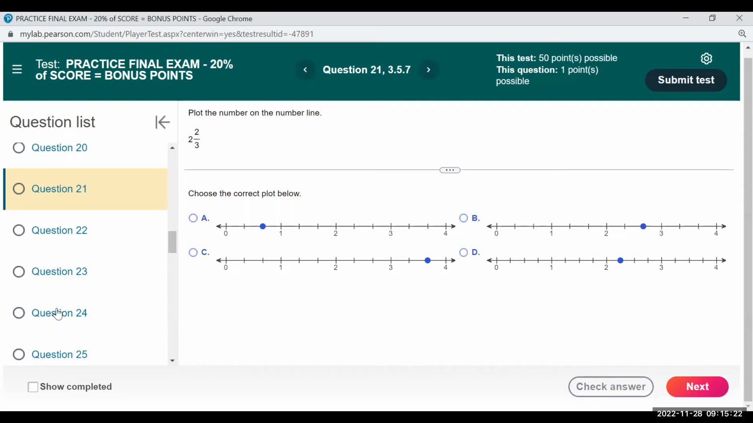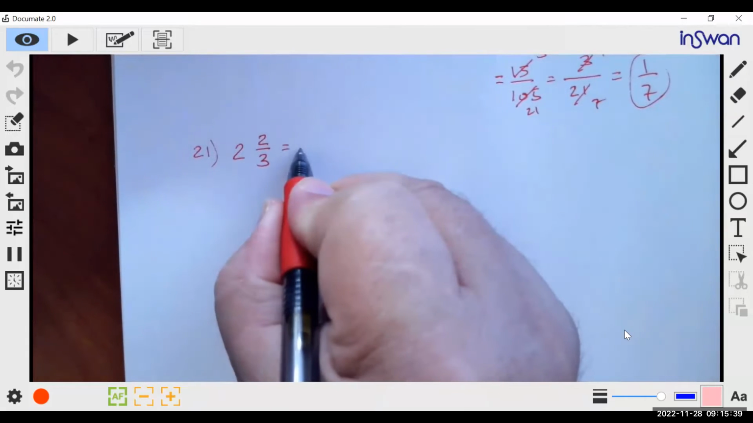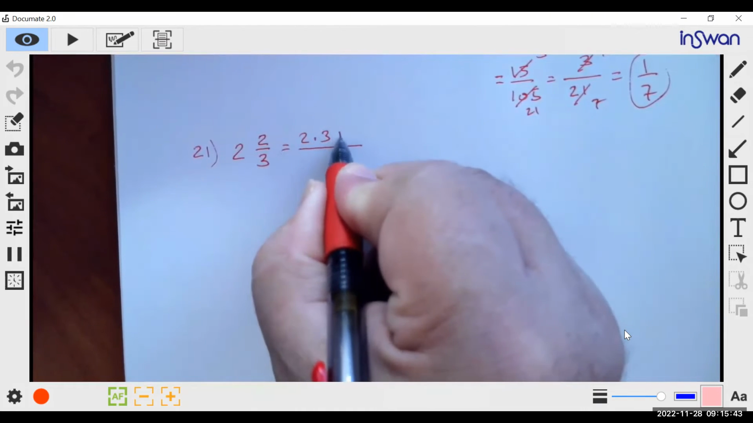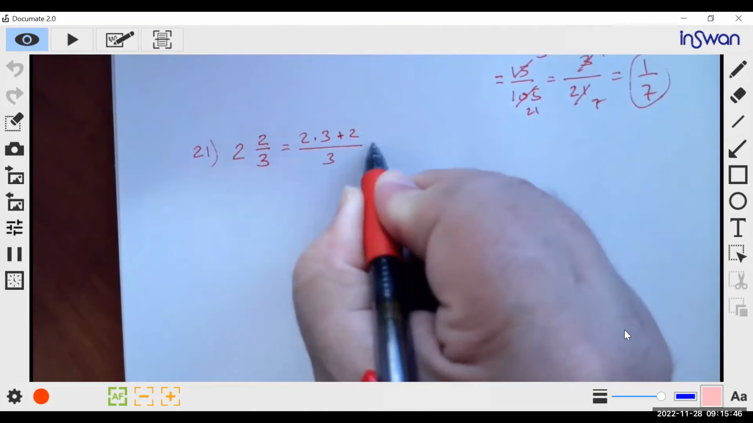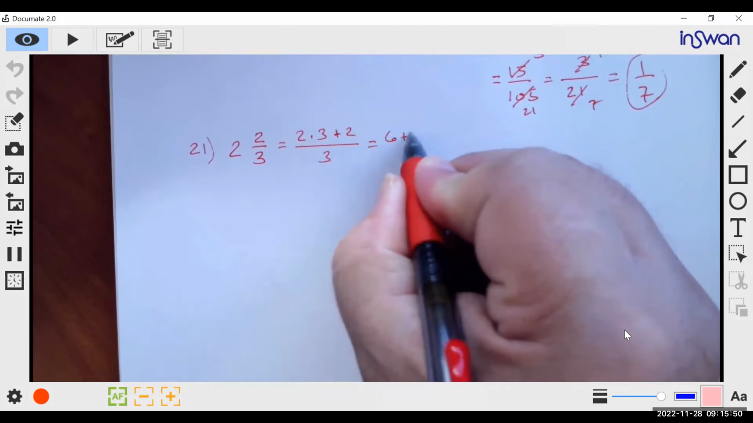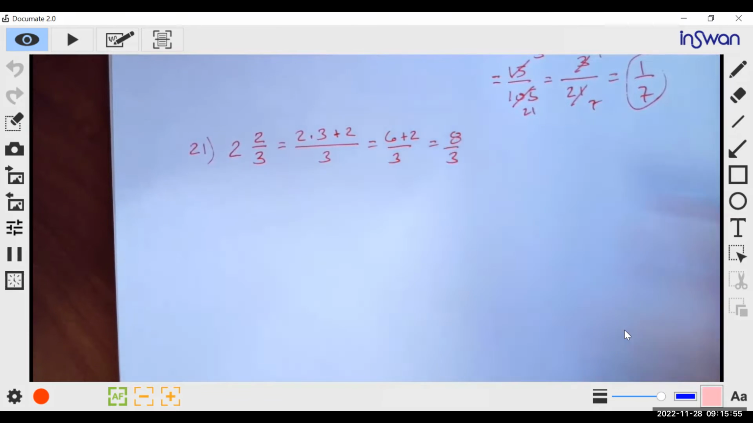Two and 2/3 on a number line. Two times 3 plus 2/3. So put it as an improper fraction first. 6 plus 2/3, 8/3.